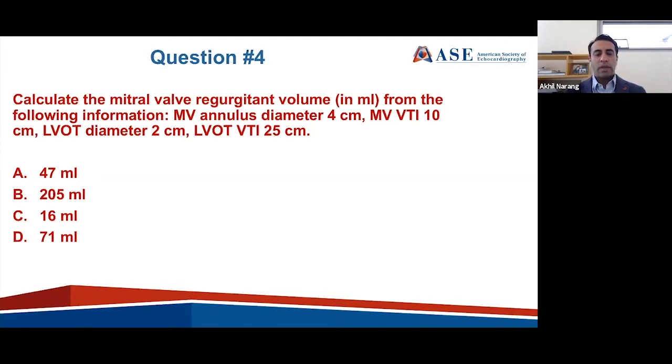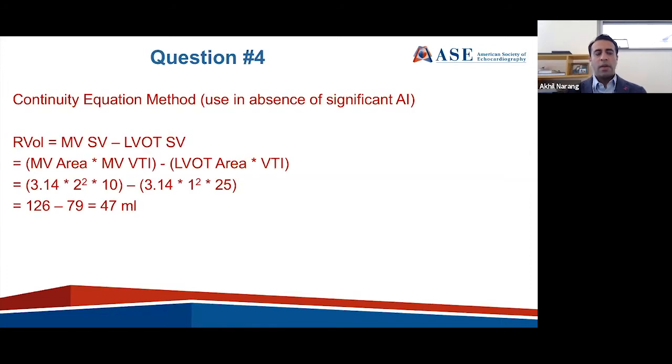Sometimes in questions, you'll be given information that's simply in a text format without pictures, and you'll be expected to solve the problem, as in this case. The correct answer is A, 47 milliliters. Here, we can use the continuity equation to determine the amount of mitral regurgitation. This formula can be used in the absence of significant aortic regurgitation.